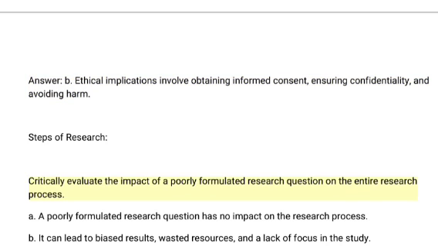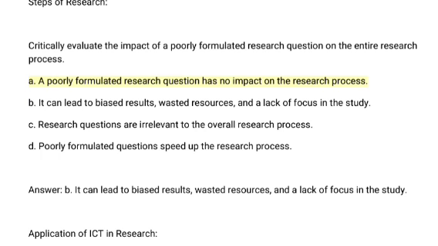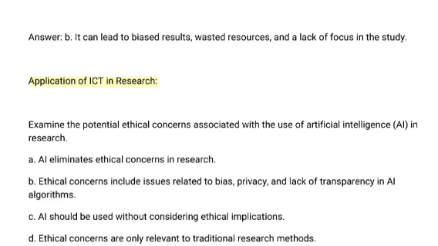Steps of research. Critically evaluate the impact of a poorly formulated research question on the entire research process. A. A poorly formulated research question has no impact on the research process. B. It can lead to biased results, wasted resources, and a lack of focus in the study. C. Research questions are irrelevant to the overall research process. D. Poorly formulated questions speed up the research process. Answer: B. It can lead to biased results, wasted resources, and a lack of focus in the study.